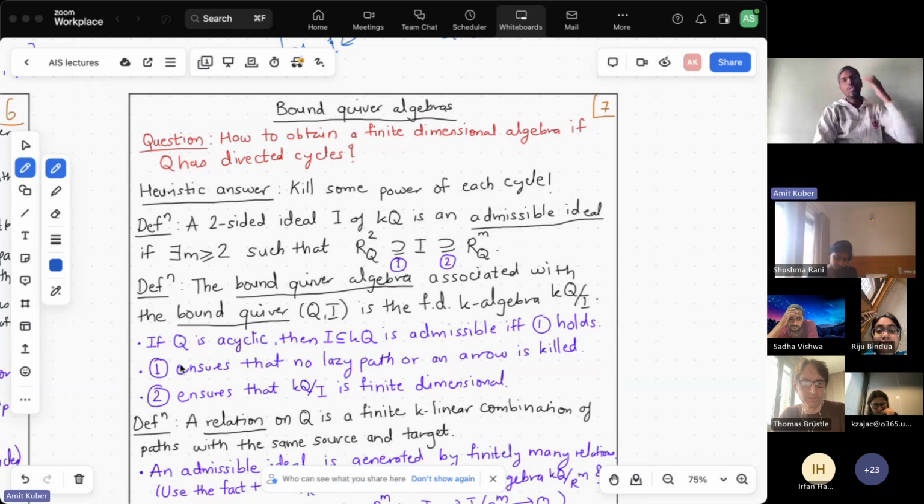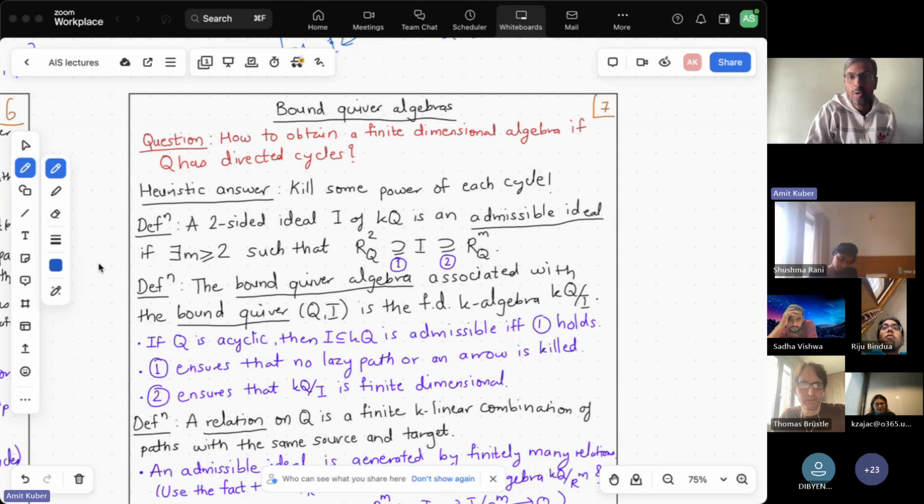Fine. So normally, how do we write this ideal? Dibyendu, how do you write the Jacobson radical of that KQ mod I? You can write it using RQ, right? KQ mod I, the radical will be RQ mod I. Okay, yeah. Thanks.